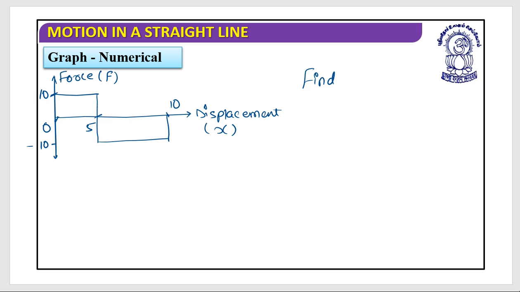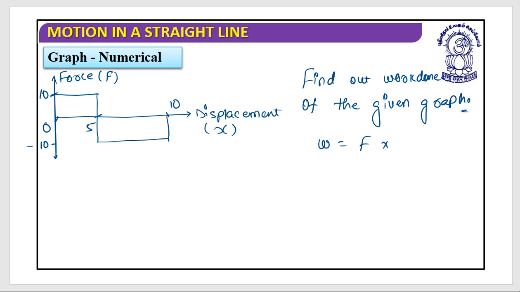You need to find out the work done on the given graph. How can you do this? So what you need to do is first, do you have any relation for work done, force and displacement? Yes, we did it in the previous slide. It's force into displacement. And when I need to multiply, I need to find out an area, that I know.